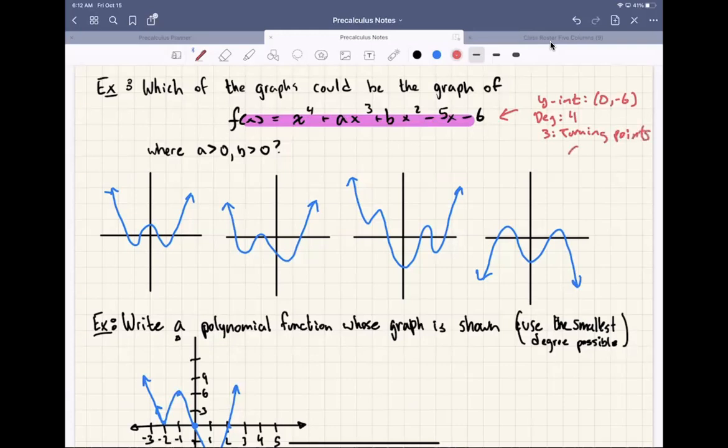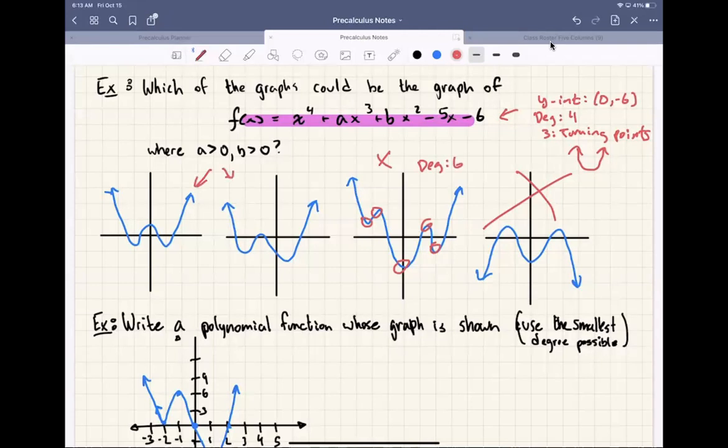And it should open up because our leading coefficient is positive. So just using this information, we can tell this one's wrong because it is the graph of a negative leading coefficient. We can tell it's not this one because it has 1, 2, 3, 4, 5 turns. Therefore, it's at least degree 6. And now we gotta choose between this one and this one.